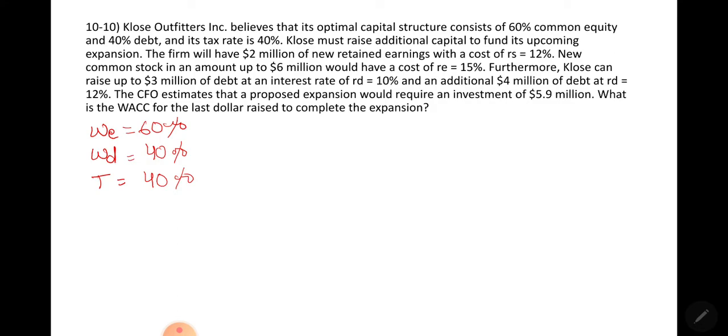Close must raise additional capital to fund its upcoming expansion. The firm will have $2 million of new capital from new retained earnings with a cost of 12%. So $2 million can be raised with a cost of 12%.